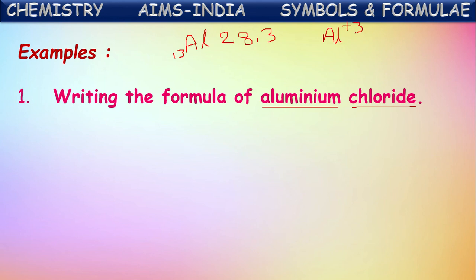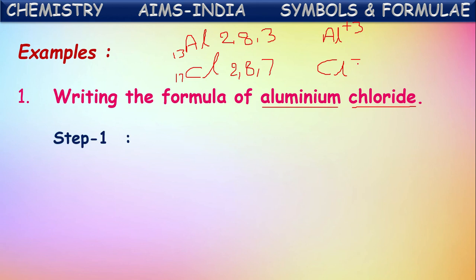Al plus 3. Next, chlorine: what is its atomic number? 17. Its electronic configuration is 2, 8, 7. In its outermost shell, it has 7 electrons and requires one more electron to become stable. So, by gaining that electron, chlorine becomes the Cl minus ion. Now, here the positive ion is Al plus 3 and the negative ion is Cl minus. So now let us try to write the molecular formula of this compound by following the crisscross rule steps. What is the first step in that?